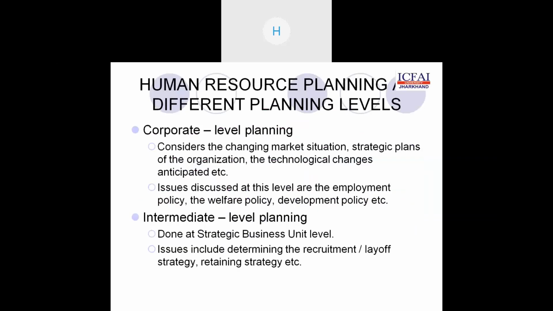Now we come to human resource planning at different levels. First, we see the corporate level planning. It considers the changing market situation, strategic plan of the organization, technological changes and anticipated, etc. Issues discussed at this level are the employment policy, welfare policy, development policy.